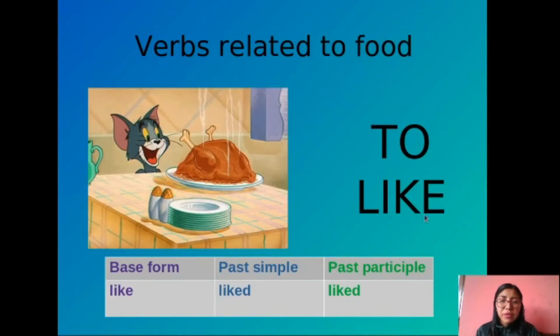We are going to review that. That is another regular verb, so pay attention to the last part of the word. The base form, like, past simple, liked, past participle, liked. For example, Tom likes chicken. What is the meaning of like? That's right, gustar. Tom liked chicken. Past simple. In past participle, Tom has liked chicken.